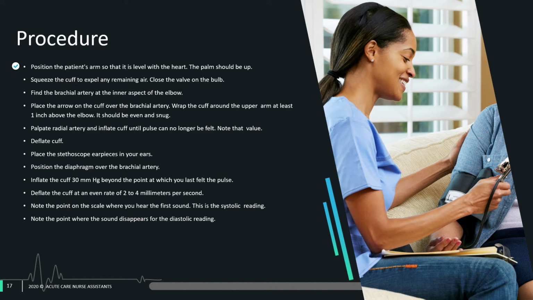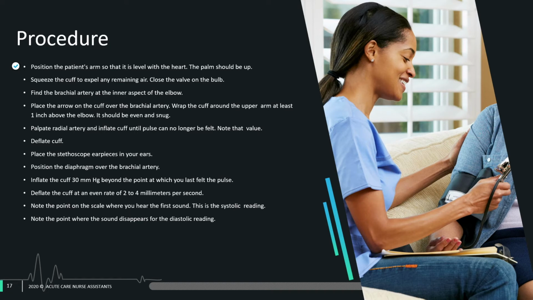Palpate the radial artery and inflate the cuff until the pulse can no longer be felt. Note that value. Deflate the cuff. Place the stethoscope earpieces in your ears. Position the diaphragm over the brachial artery.